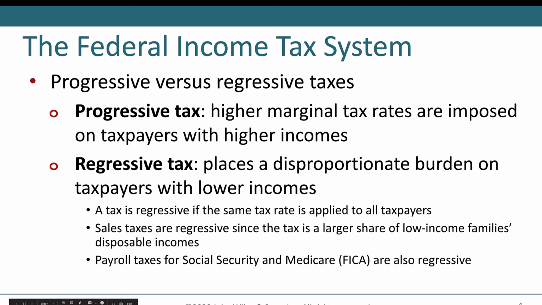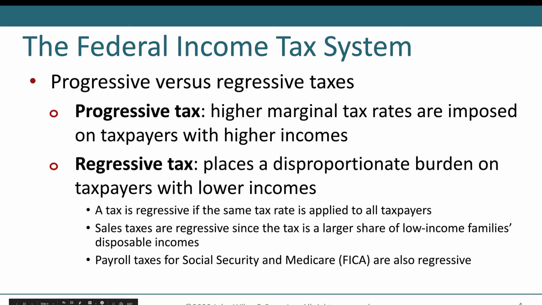Although there have been many changes in the tax law over time, the United States has always maintained a progressive tax on income, which means higher marginal tax rates are imposed on taxpayers with higher incomes. So basically, the more money you make, the more taxes you will owe.